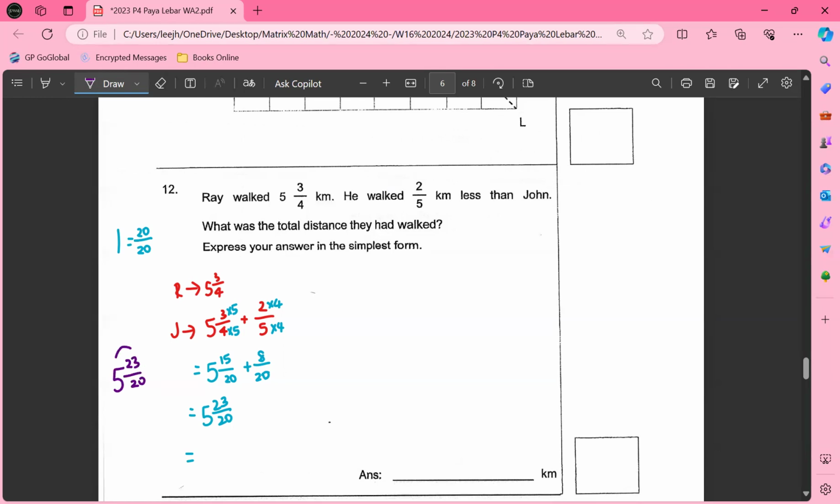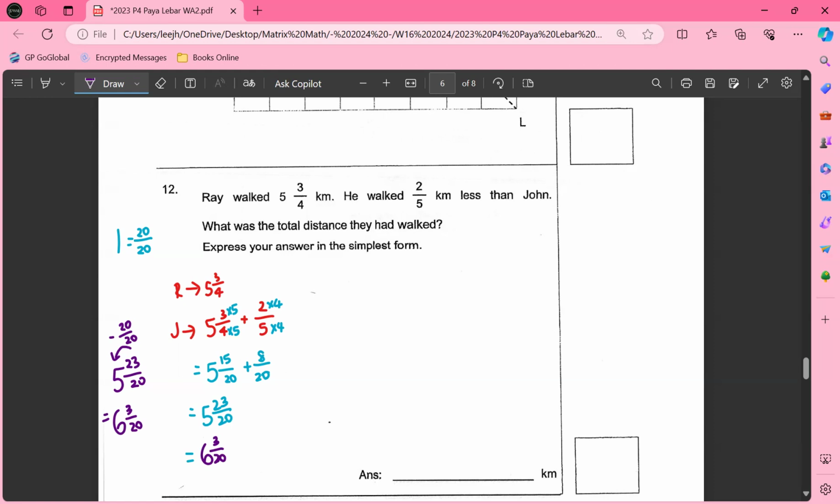I take one whole out, I top it here, it will become 6 wholes. So that means I take out, right? It's actually taking out 20/20 from 23/20. Okay, so they are minus. So this one will become 3/20. So this is 6 wholes, 3/20. This is the distance walked by John.